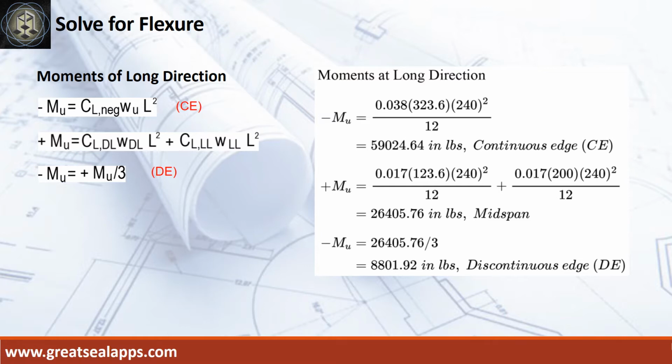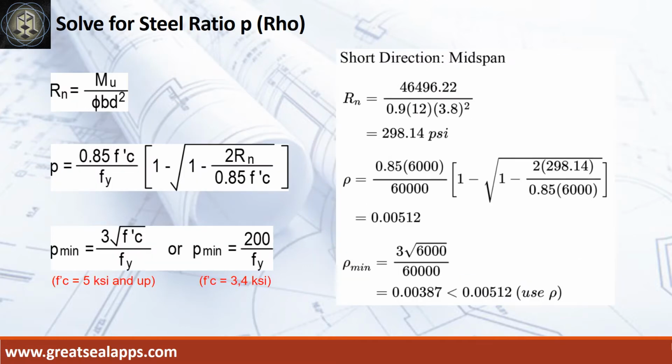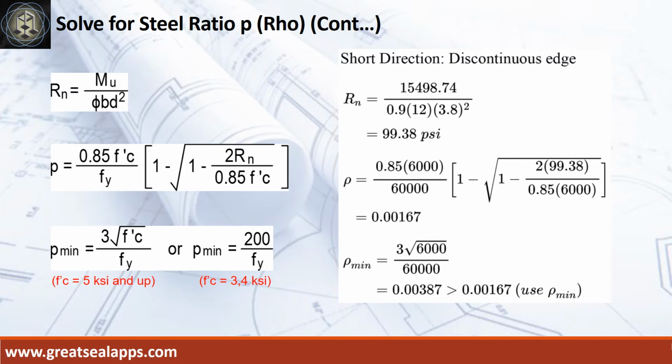8,801.92 inch-pounds. Given short direction, midspan moment equals 46,496.22 inch-pounds. Resistance factor equals 0.9, B equals 12 inches, and D equals 3.8 inches. The beam design ratio Rn equals 298.14 psi, and reinforcement ratio ρ equals 0.00512.